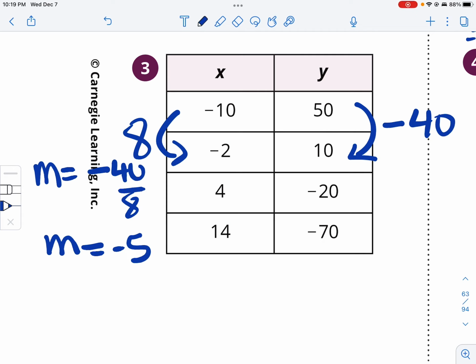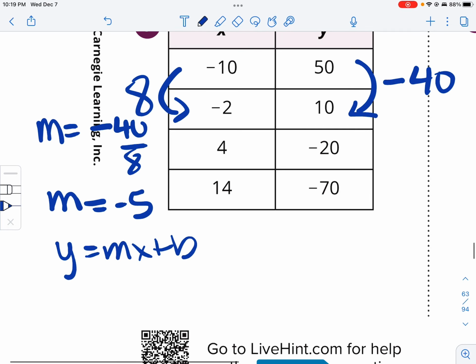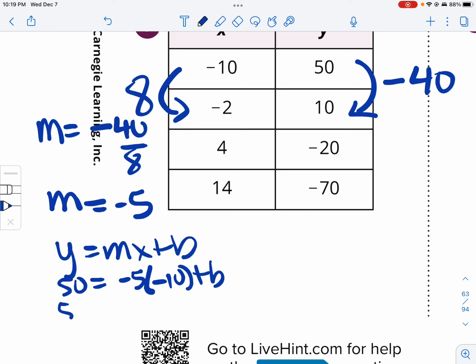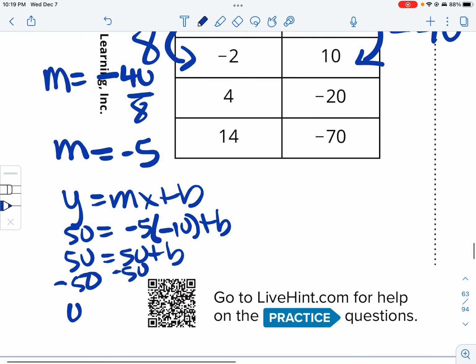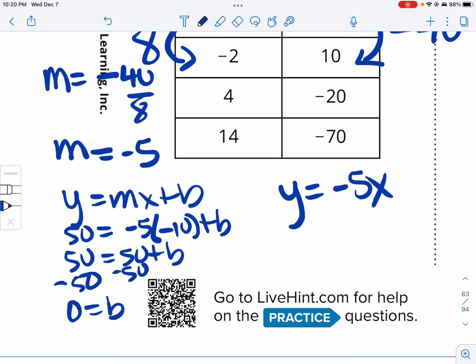So then I'm going to take y equals mx plus b. I'm just going to use the first one. So 50 equals, my m value is negative 5. My x value is negative 10, plus b. So I get 50 equals 50 plus b. Subtract 50 from both sides, and I get 0 is equal to b. That means that this is proportional. So y equals negative 5x.